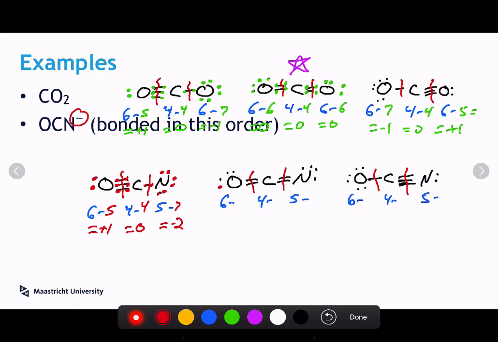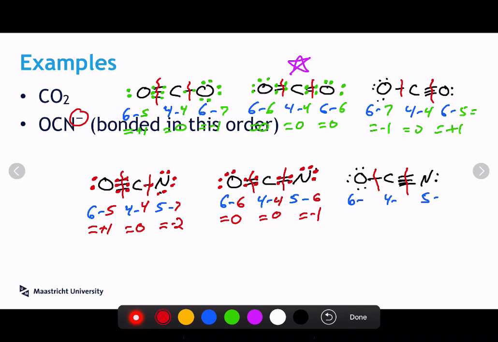For oxygen, we've got 6, so 6 minus 6 is equal to 0. For carbon, 4 minus 4 is equal to 0. And then nitrogen has 6, and that's equal to minus 1. Okay, that's looking a little bit better. We've got two atoms with a formal charge of 0 and one at minus 1. So that's looking like a pretty good structure.